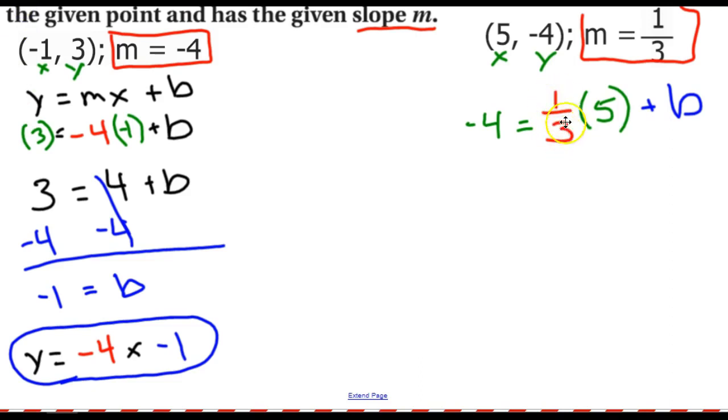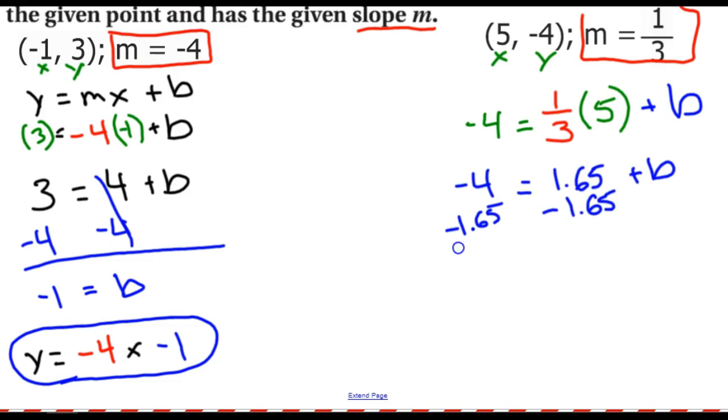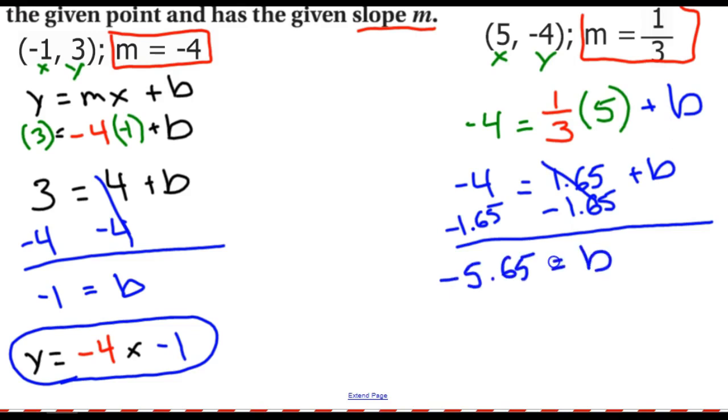So what we have to do is do 1/3 times 5, which gives us about 1.65, plus b equals -4. I'm going to subtract 1.65 from -4, which is going to give us -5.65 equals b. So our new equation then is y equals 1/3 x minus 5.65.